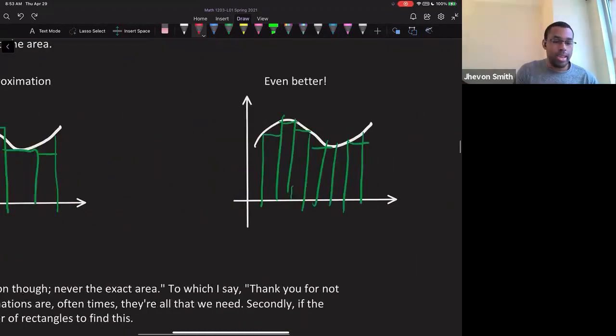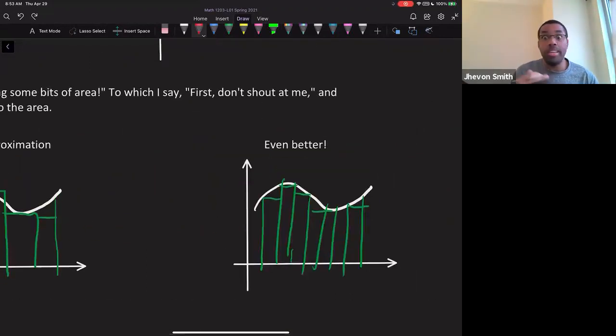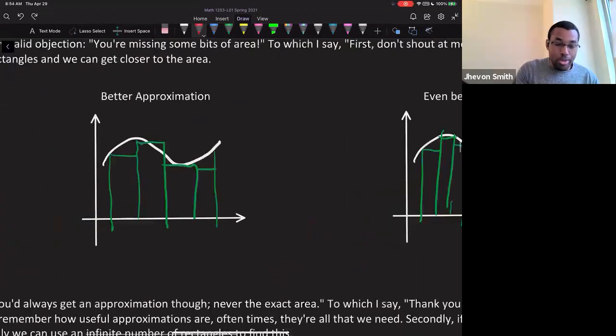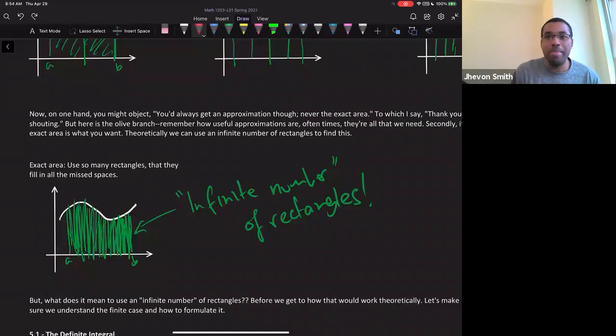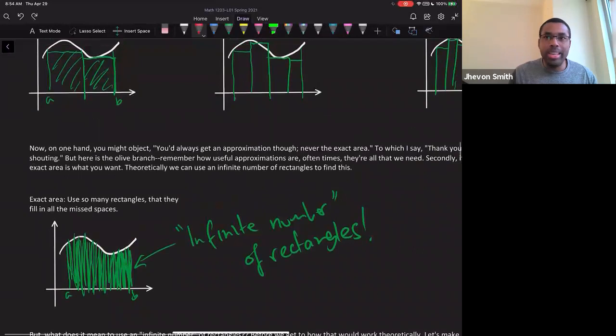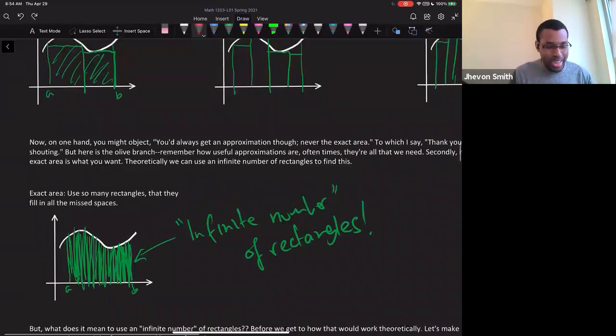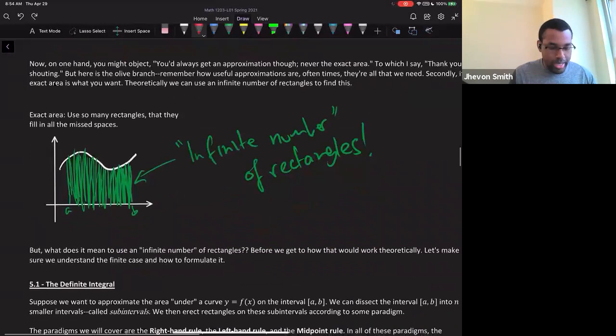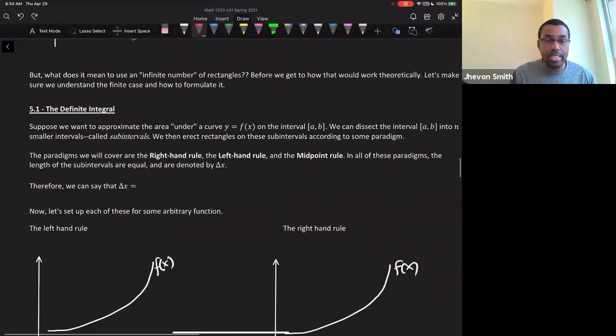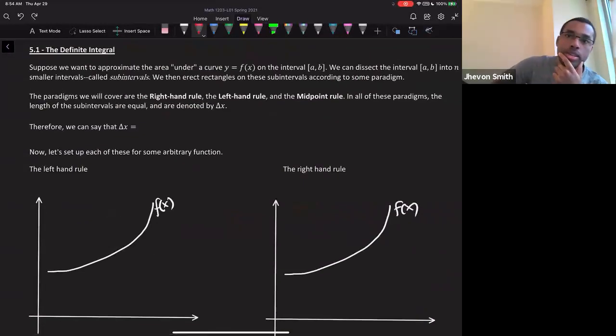So now you might have the question, well, how do we find the exact area, like the actual area under the curve? And then of course the math answer would be, no surprise, use an infinite number of rectangles, right? We're in math land now, we're not in real life. We can just have an infinite number of rectangles. So how do we get that to work is going to be the question. So that's what we're going to do. So let's actually start making this precise, and this is going to lead us into the object called the definite integral.